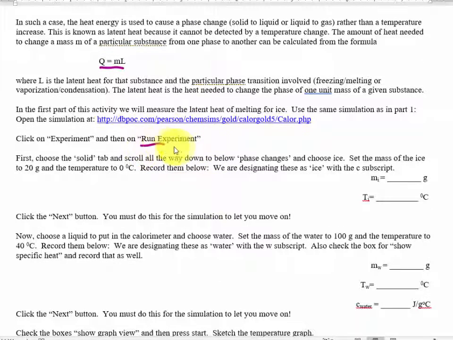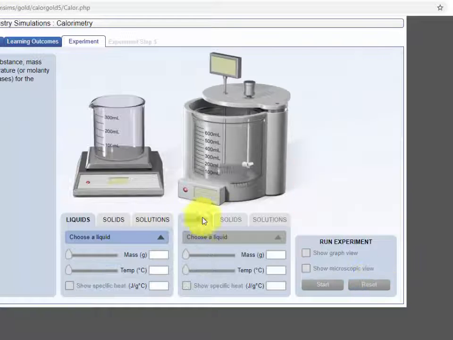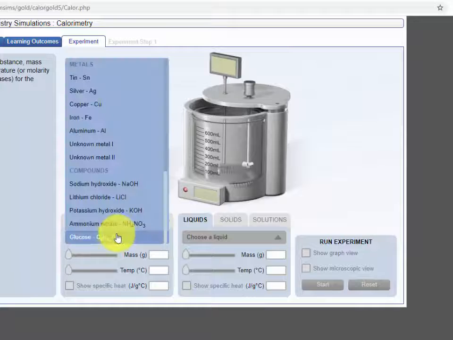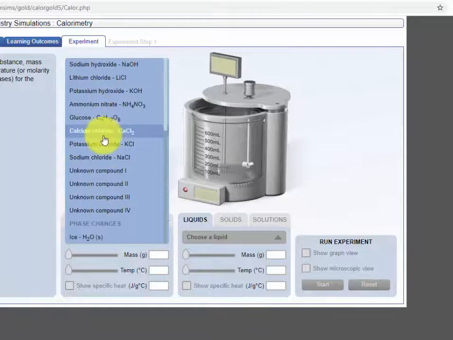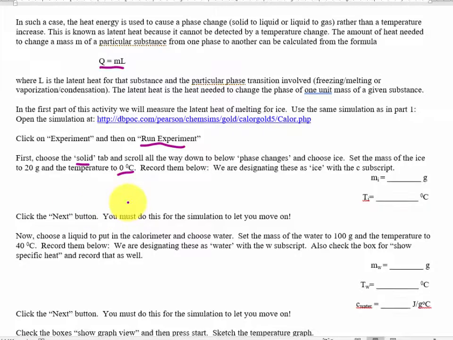You're going to just rerun the experiment, and we're going to then go ahead and choose the solid tab, and now we're going to choose some ice. Pretty straightforward. I'll show you how to do that really quickly. You're just going to hit the reset button. We're going to now choose solid, and we're going to scroll down to the very bottom, and we're going to choose ice. I'll let you set the masses and temperatures and all that good stuff, and I'll hop back to the more enjoyable part.